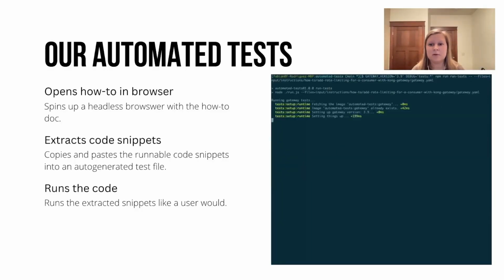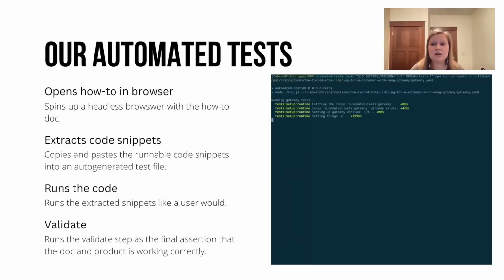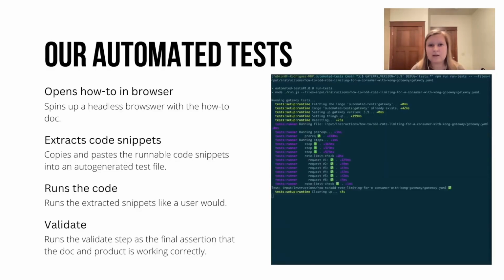Remember how in the demo I copied and ran each step? That is exactly what our automated tests do. They test the doc exactly like a real user. And then finally, our tool uses the validate step to confirm that the output from the test matches the output listed in the how-to.